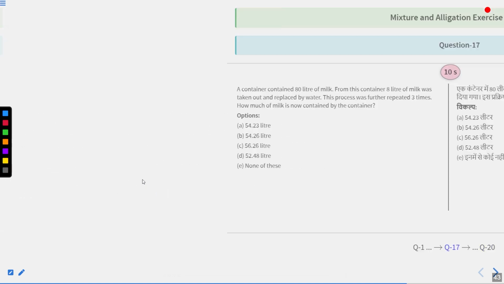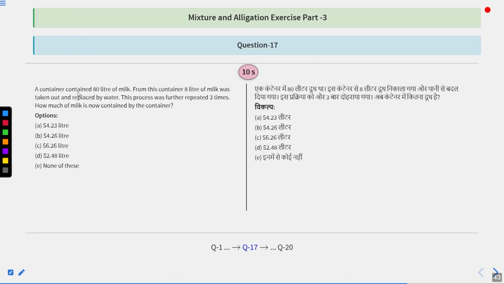Next one. A container contains 80 liters of milk. From this container, 8 liters of milk was taken out and replaced by water. This process was further repeated 3 times. How much milk is now contained by the container? You have 5 options and 10 seconds to analyze the question. Your time starts now.